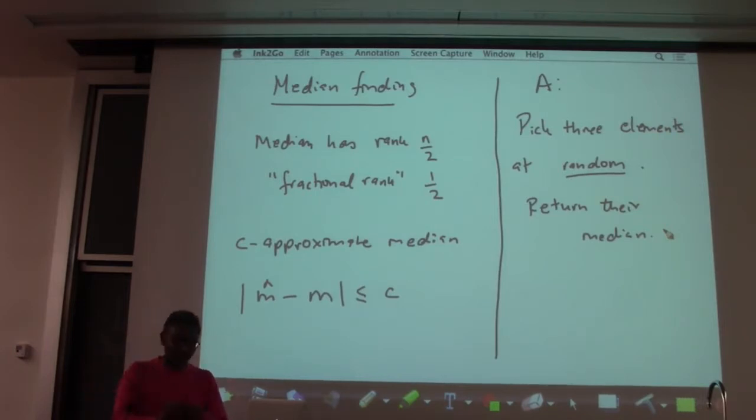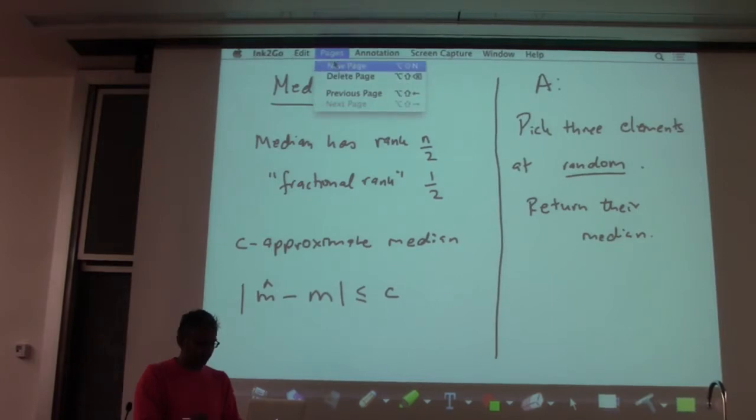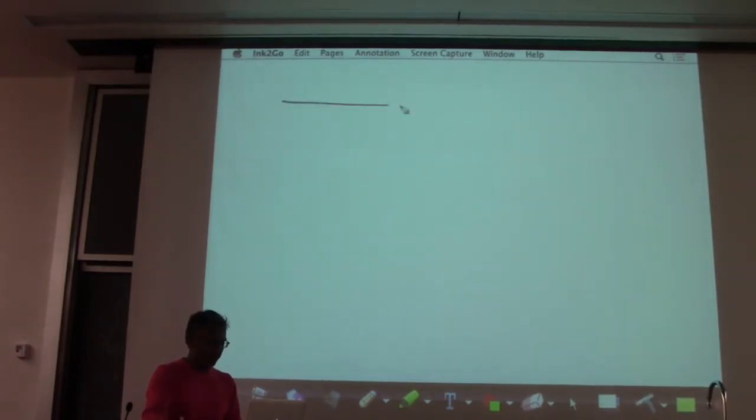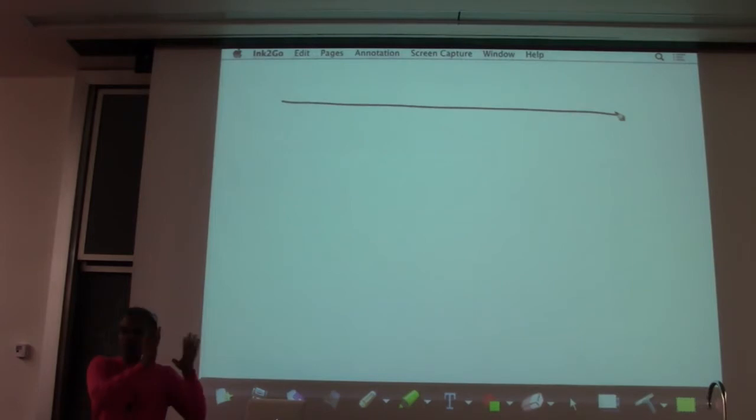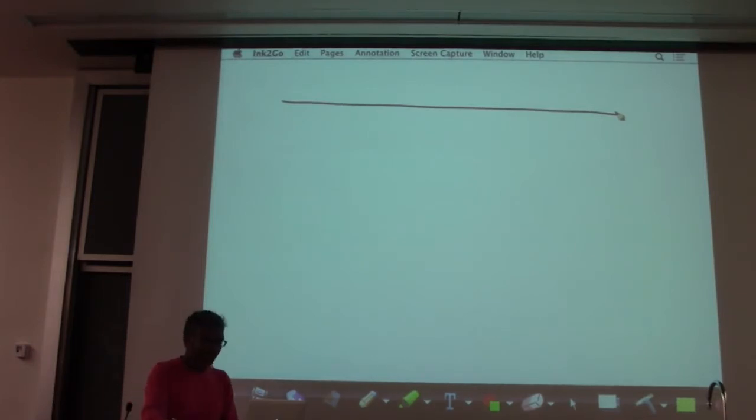So, imagine the following. Think of your input as divided into 3 chunks. Okay? Let me go to the next page. Imagine the input here. And don't think of this as a real line. Think of it just as the ordered list, okay? Not the values, the ordered list. So rank 1, rank 2, rank 3 up to rank n, okay? And divide it into 3 chunks, everything up to fractional rank 1/3, everything from there to 2/3, and the top. Okay?